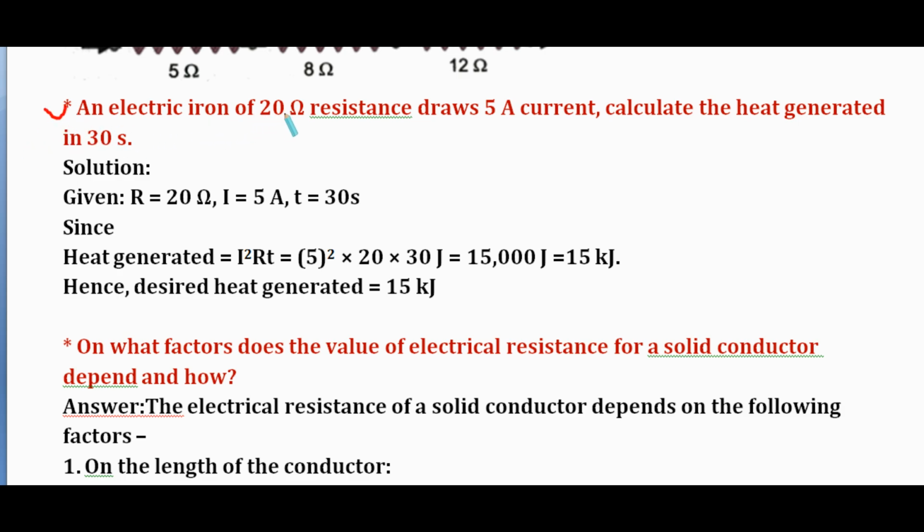Now the question is, an electric iron of 20 ohm resistance draws 5 ampere current. Calculate the heat generated in 30 seconds. We have R equal to 20 ohm, this is resistance, I equal to 5 ampere and T equal to 30 seconds time. Since heat generated is I square R T, by putting value of I as 5, it is 5 square, and value of R is 20 and value of T is 30. By multiplying we get 15,000 joule. This 1000 is converted into kilo, so it is 15 kilojoule. Hence the desired heat generated is 15 kilojoule.